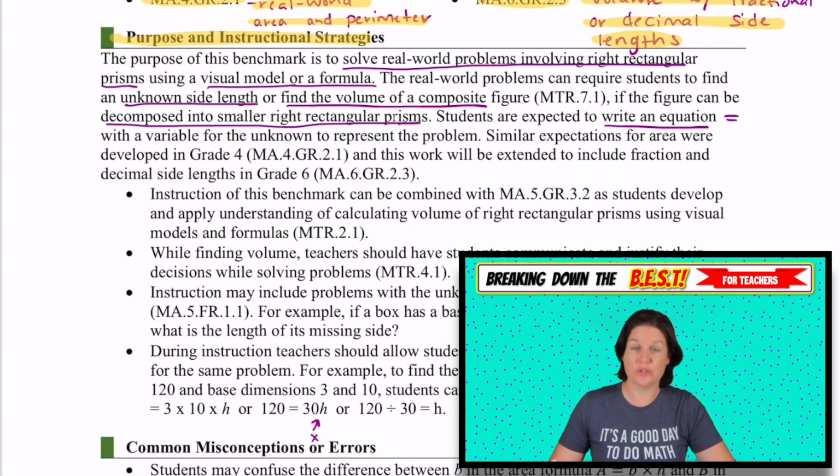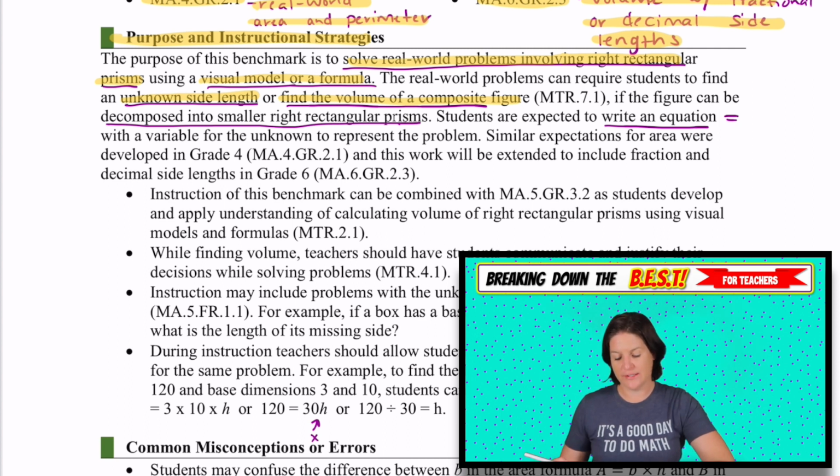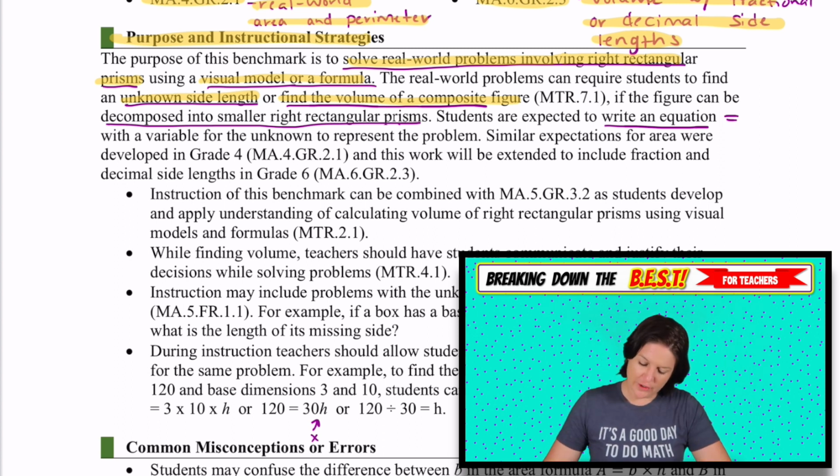Now for the purpose and instructional strategies section, let's see what jumped out at me. It says, the purpose of this benchmark is to solve real-world problems involving right rectangular prisms, or boxes, using a visual model or a formula. We will be finding the unknown side length or finding the volume of a composite figure. See, when the standard is broken down like this and we're given more information, that composite figure keeps showing up, but I'm not sure why it doesn't show up in the standard itself. We'll find the volume of composite figures by decomposing them into smaller right rectangular prisms. Students will be expected to write equations, which we'll do in the videos.